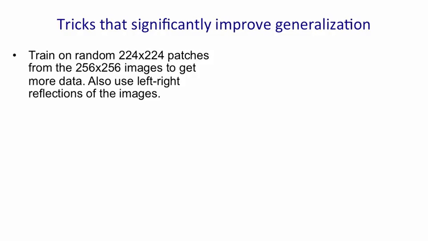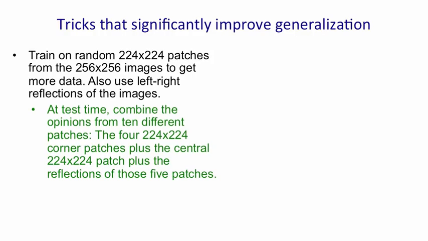He also used left-right reflections of the images, which again doubled the amount of data. He didn't use up-down reflections because gravity is very important. Left-right reflections don't really change what things look like much unless they're things like writing.